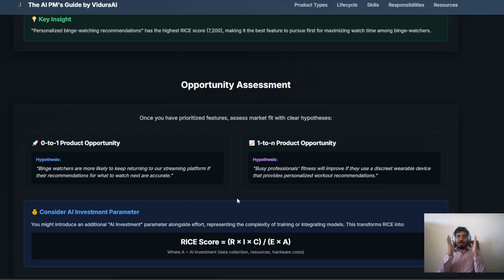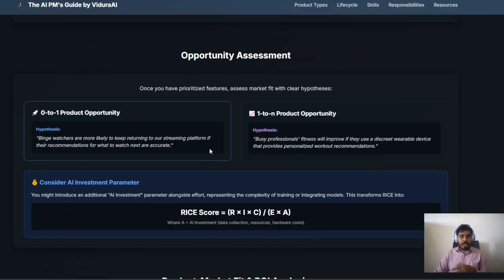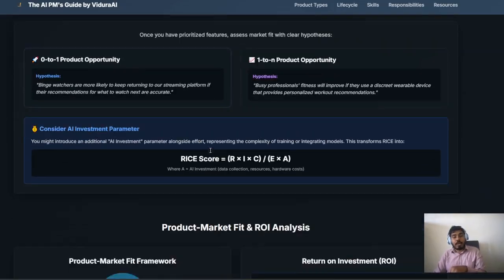So you can see for both categories, the hypotheses are very different. And based on that, we can consider an AI investment parameter as well. We can introduce this additional AI investment parameter alongside effort. It represents the complexity of training and integrating models. So now we have the new RISE score: R times I times C divided by E times A. This A means the AI investment, in the sense of data collection, resources, hardware cost, etc. So this is the modern RISE score that we can integrate with the AI investment parameter.